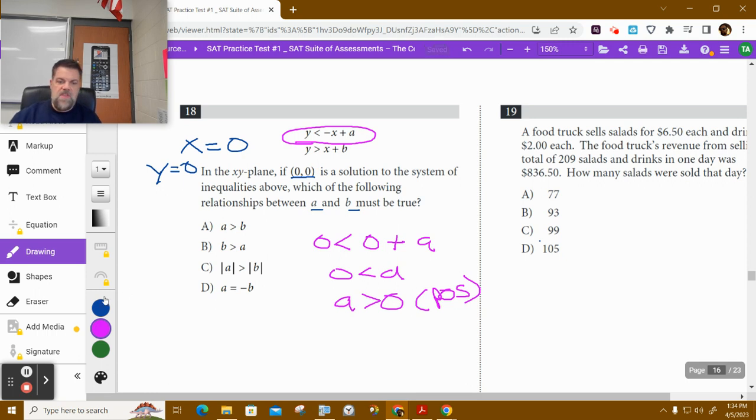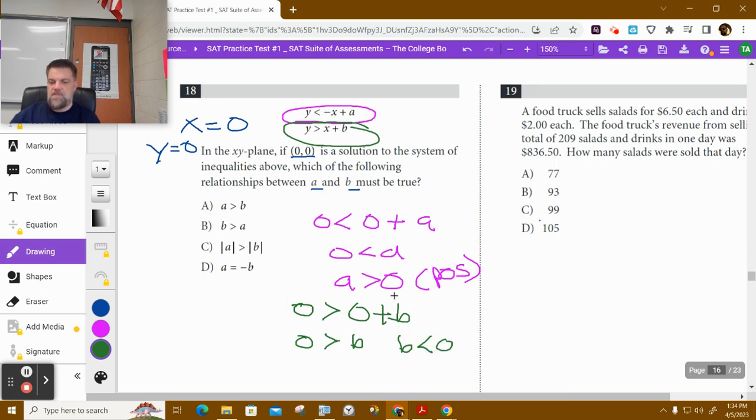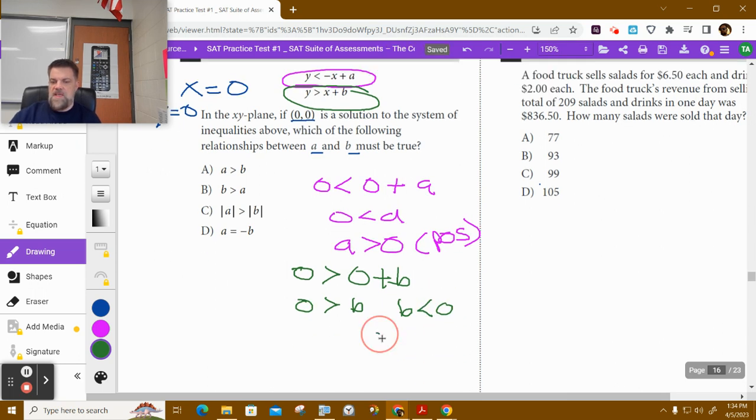Now we have to do the same thing over here with the second one. Wherever there is a y, I put a 0. Wherever there is an x, I put a 0. So I get 0 is greater than b, or b is less than 0. What does that mean? It means that b is negative.